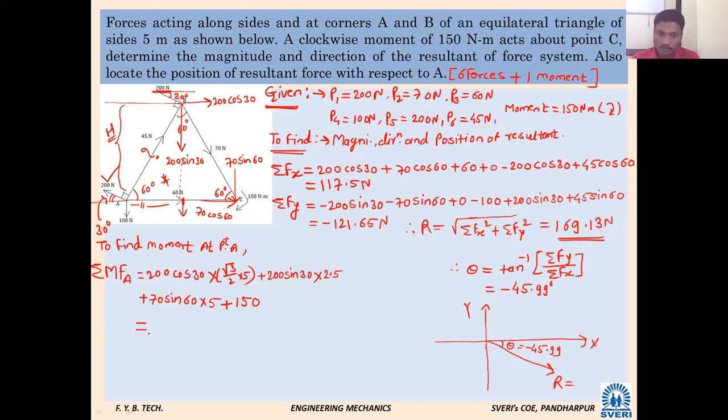Calculate this value. Put a bracket here. Root 3 by 2 into 5, or you can go for 5 by 2, 2.5. Directly do it like this: 200 cos 30 into root 2 into 2.5. That will also work.